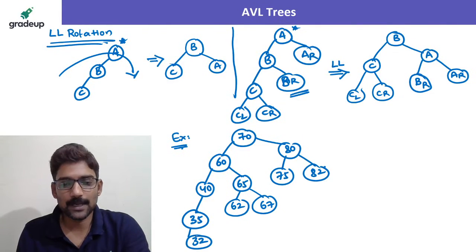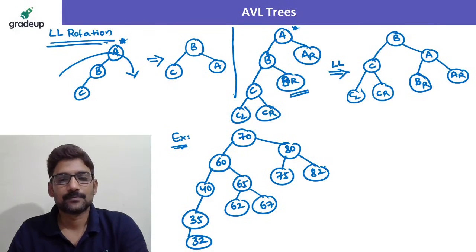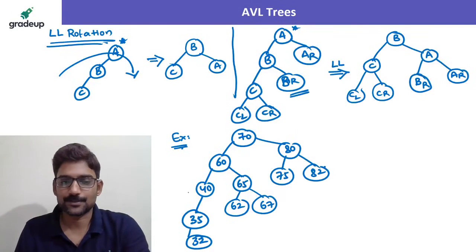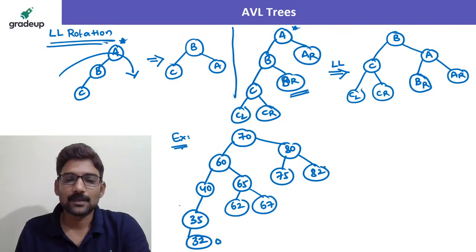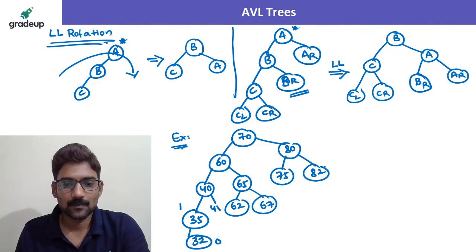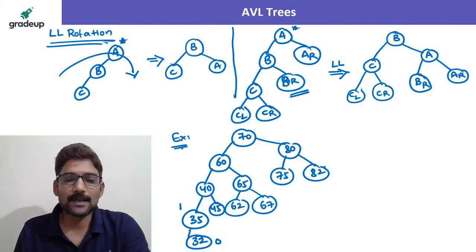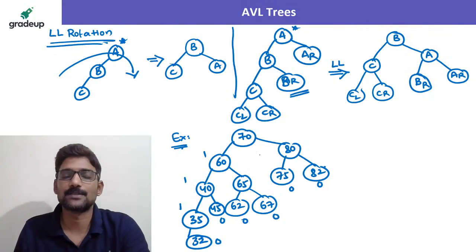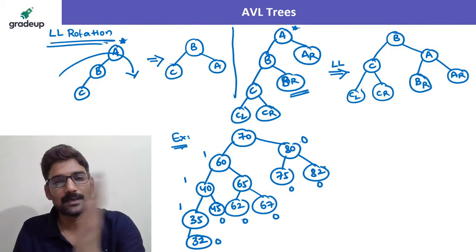32 as a left child for 35. Now, if you find the balance factors: 32 balance factor 0, 35 balance factor 1, 40 balance factor 2 minus 1, 1, 60 balance factor 3 minus 2, 1, 70 balance factor 80, 75, 82, 62, 45, these are all having balance factors 0, 80 balance factor 1 minus 1, 0.